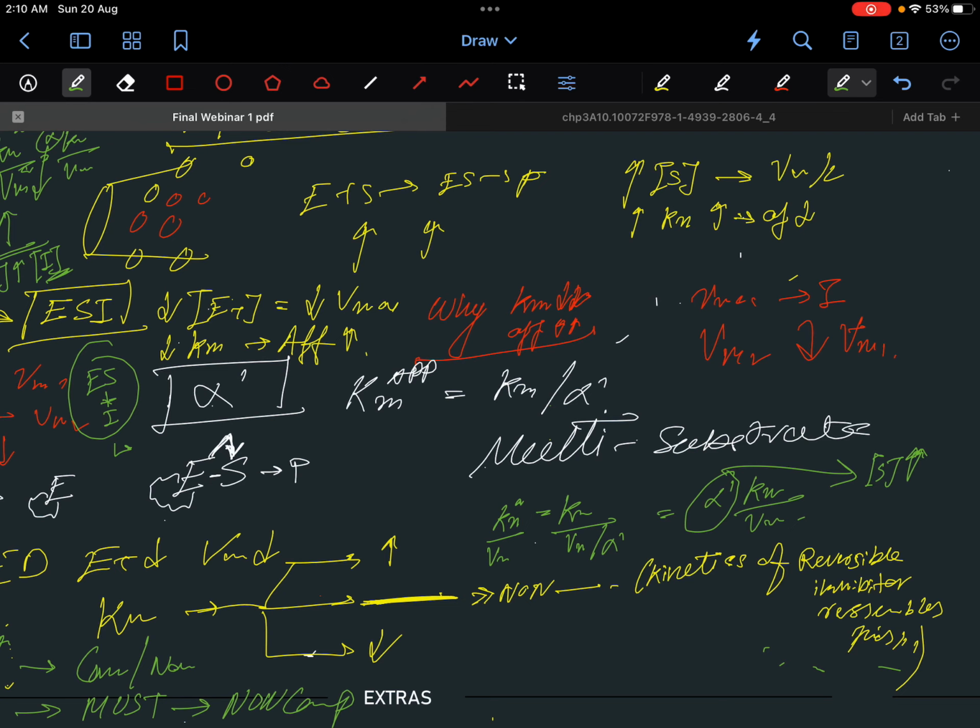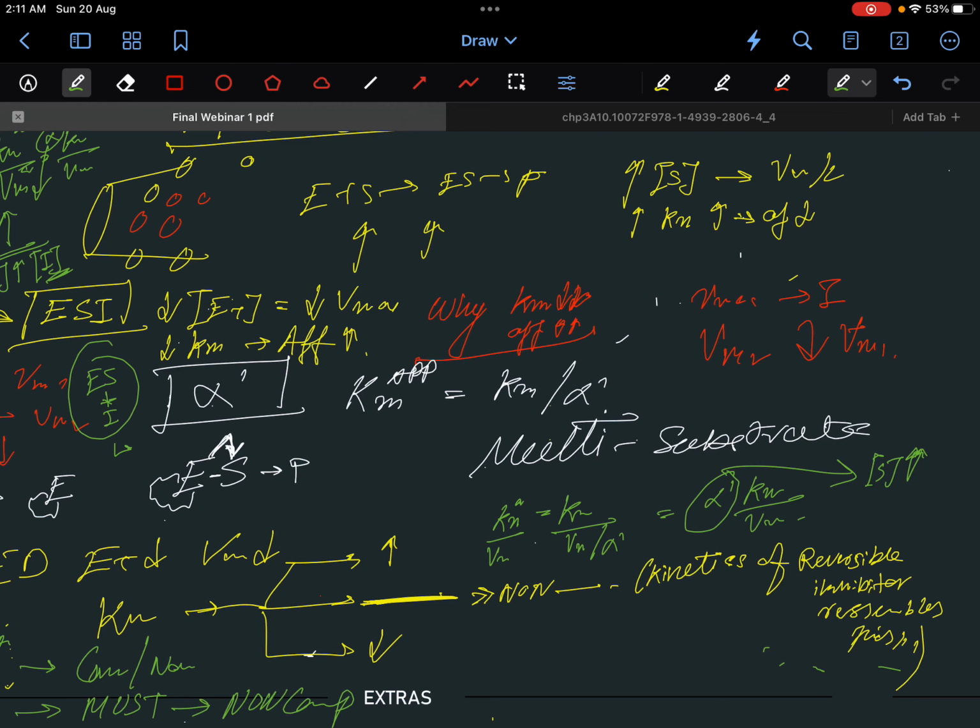But again, the uncompetitive part kicks in the mixed also. But you cannot be completely aware of the effect of the inhibitor in uncompetitive. Sorry, you cannot be aware of the effect of the inhibitor in non-competitive.